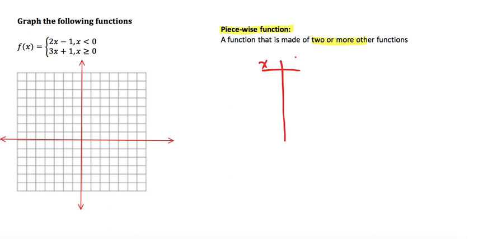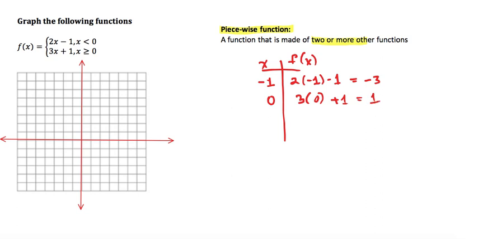So if I have x and f of x, let's say right at 0. I'm sorry, let's go with a negative number. So let's say at negative 1, we're using the top line here. So this is 2 times negative 1 minus 1. That's equal to negative 2 minus 1, so that is negative 3. At 0, I'm going to use this function here. So that's 3 times 0 plus 1, so that's equal to 1.